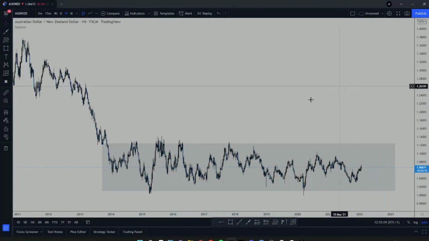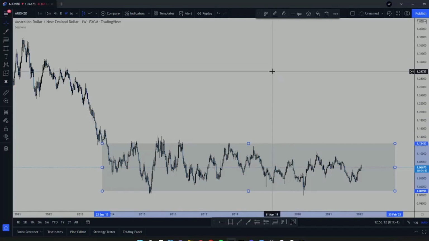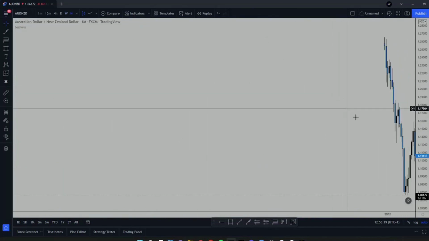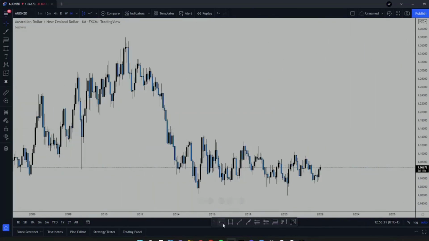This is just ranging for years and years. Why? Because there's literally nothing going on between these two countries. There's no problems, no wars, no political BS going on. That is why this pair is just ranging, and nothing is gonna happen with this pair, because it will just go up and down a little bit, very small price range.